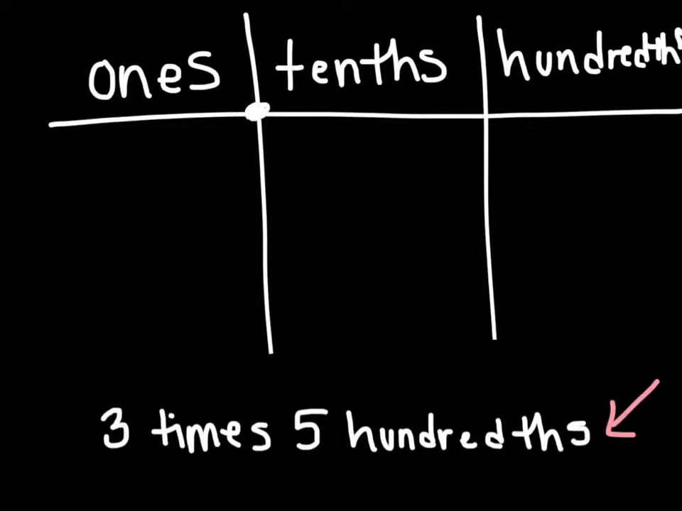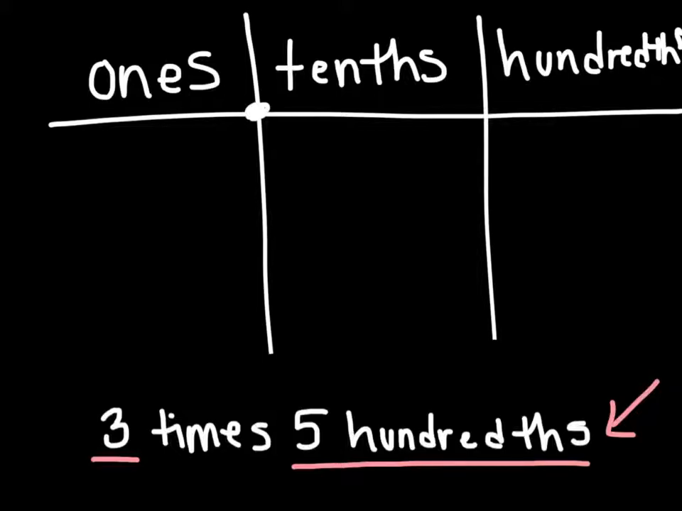When I do this problem, I am going to show you 3 times 5/100ths using dots. The first thing I need to think about is how many copies I am making and what I am making copies of. In this case, I'm making 3 copies of 5/100ths. First, in my place value chart, I need to show 5/100ths.